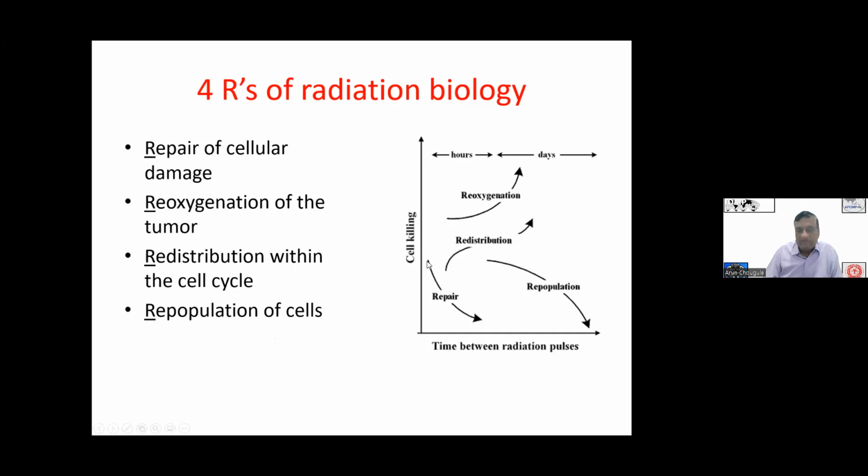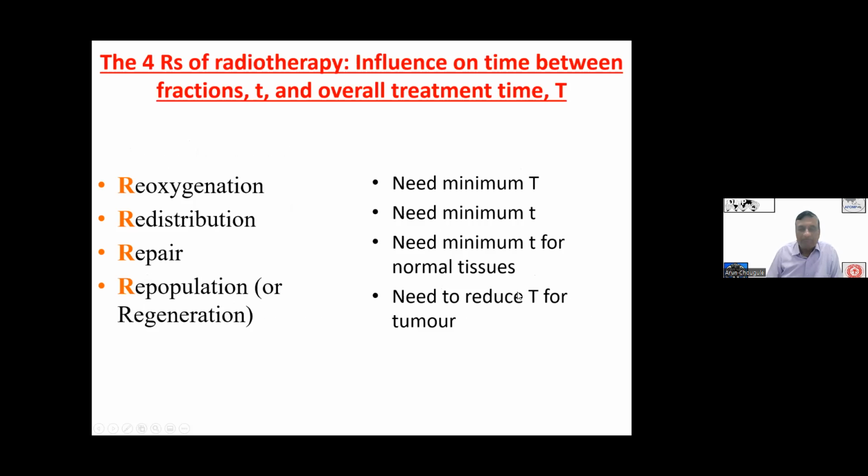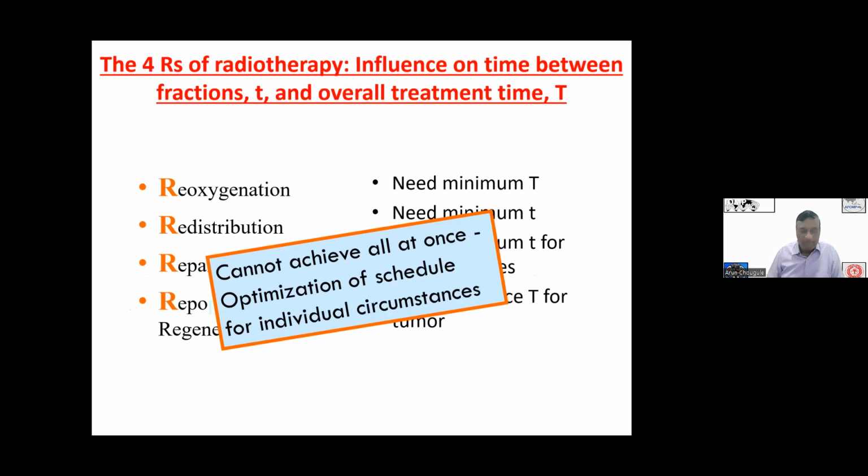Repair, as I told you, starts within 3 hours. Redistribution may take maybe 6 to 8 hours. Reoxygenation also starts immediately, but repopulation takes a long time, depending upon the tissues. So reoxygenation, redistribution and repair happen in a period of some hours, but repopulation starts after days. So reoxygenation, redistribution, repair, repopulation or regeneration are all time dependent, as is the total treatment and how we have to do the fractionation.